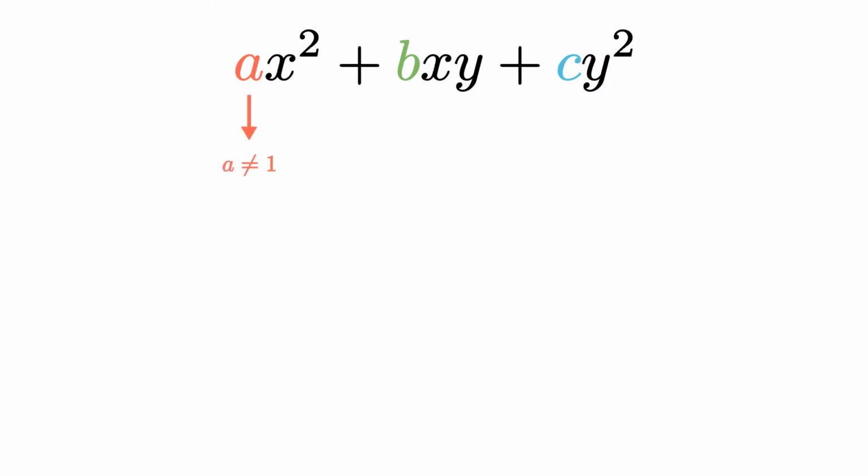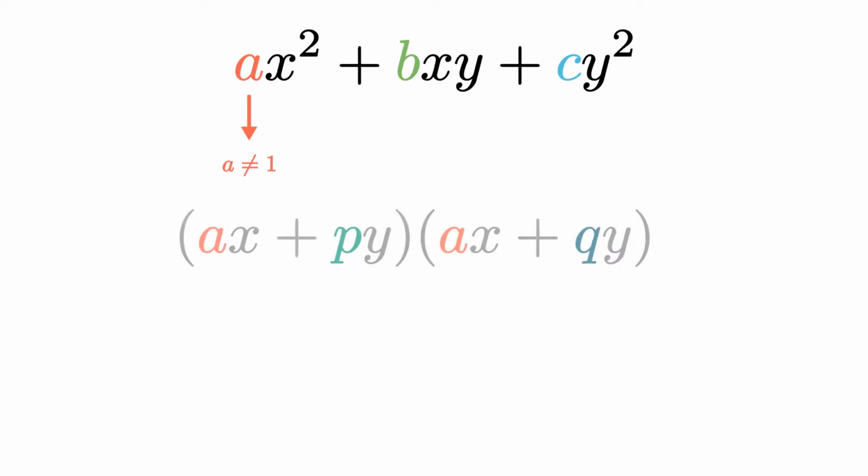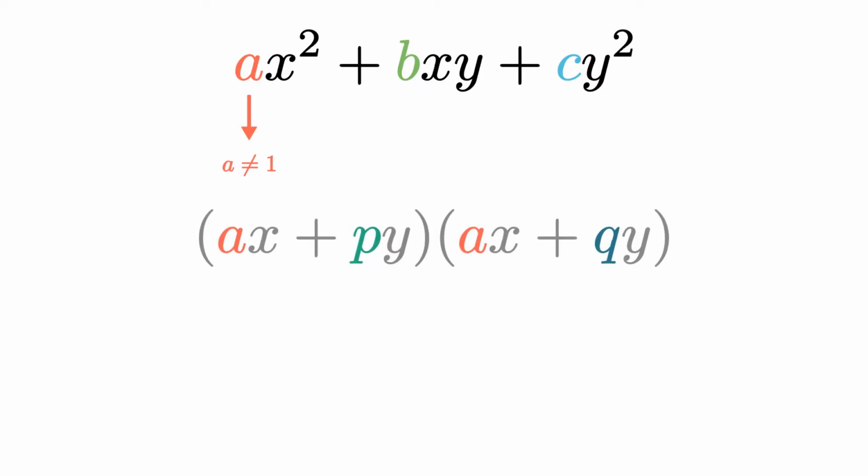The second case is when a is not equal to 1. Now when a is not equal to 1, we will initially factor it to become ax plus p times y times ax plus q times y. And the value of a represents the leading coefficient a of the expression. And this time to figure out the values of p and q, we're going to be focusing on our leading coefficient a, our middle coefficient b, and our last coefficient c. And we want to make sure that when we multiply p and q together, it'll give us the value of a times c, and then when we add the values of p and q together, it'll give us the value of our middle coefficient b.